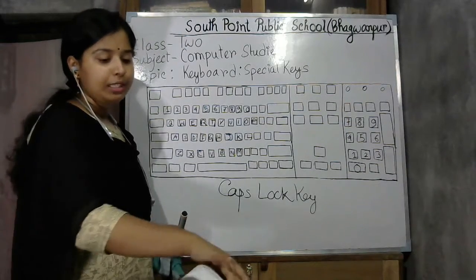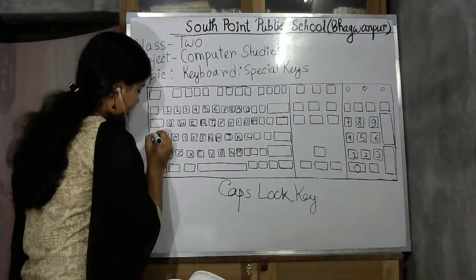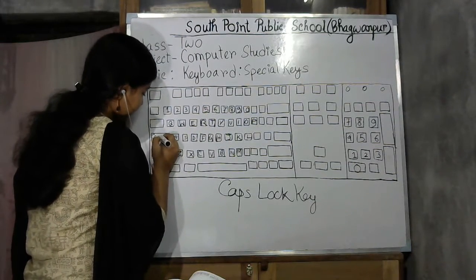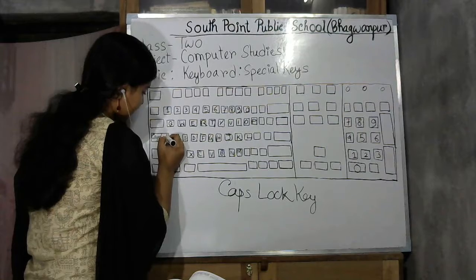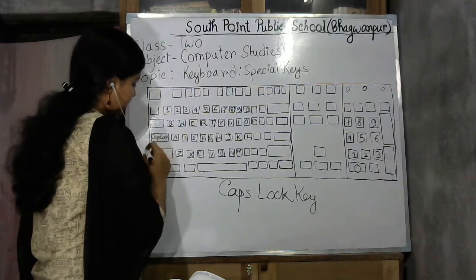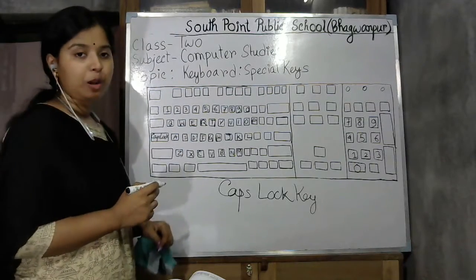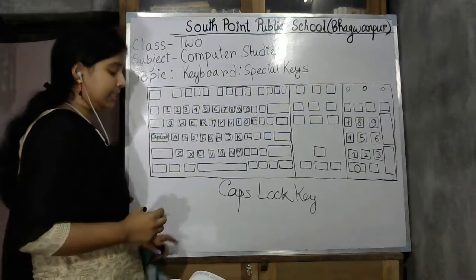Where is caps lock key situated? Beside the letter A. Here it is. Caps lock key is beside the letter A key. It is also written here, caps lock. You have to press this key.